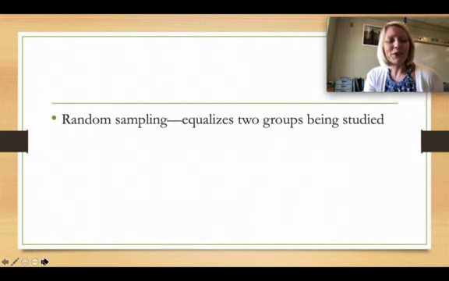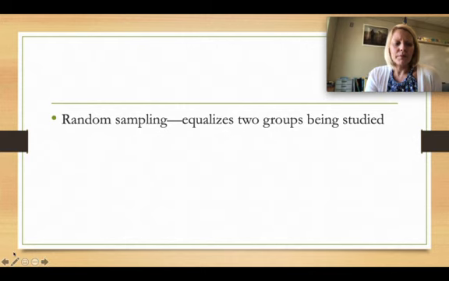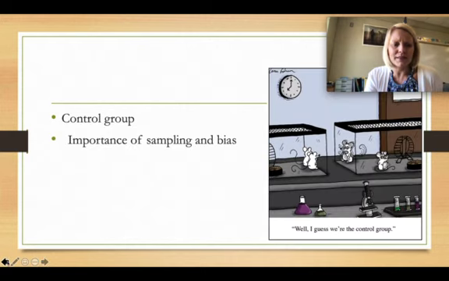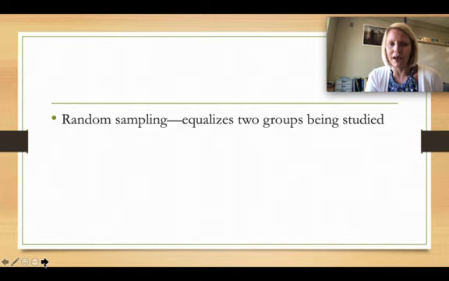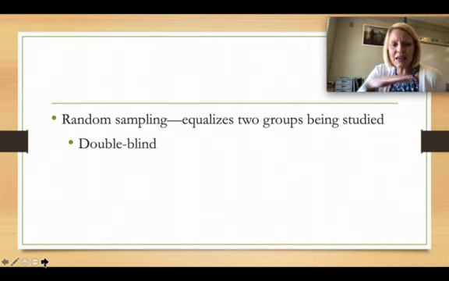All right, so random sampling then. The importance of random sampling, let's go back to this cartoon for just a second. If we put these two in these two different cages, if you will, they have to be randomly put there. If we select, we're like, oh, well, we want these two in here and these two in here. That's not random. And then you get into the trouble of having a bias. So you want to equalize the two groups being studied.